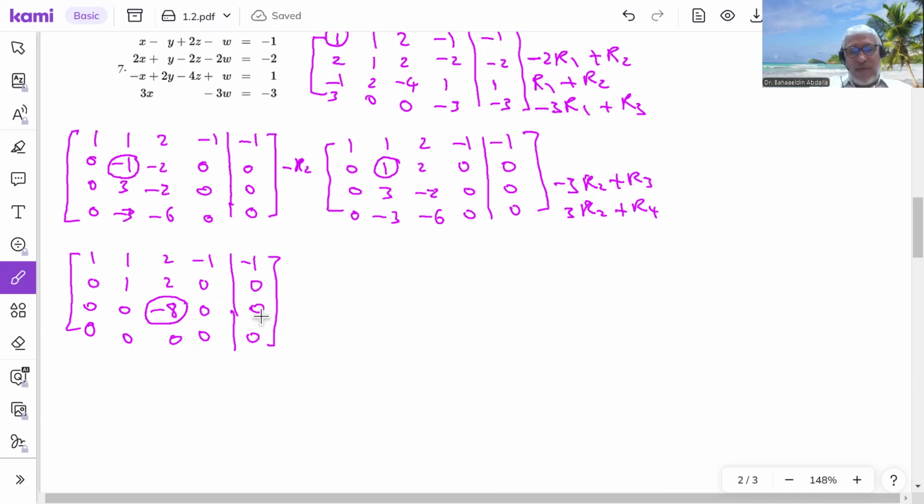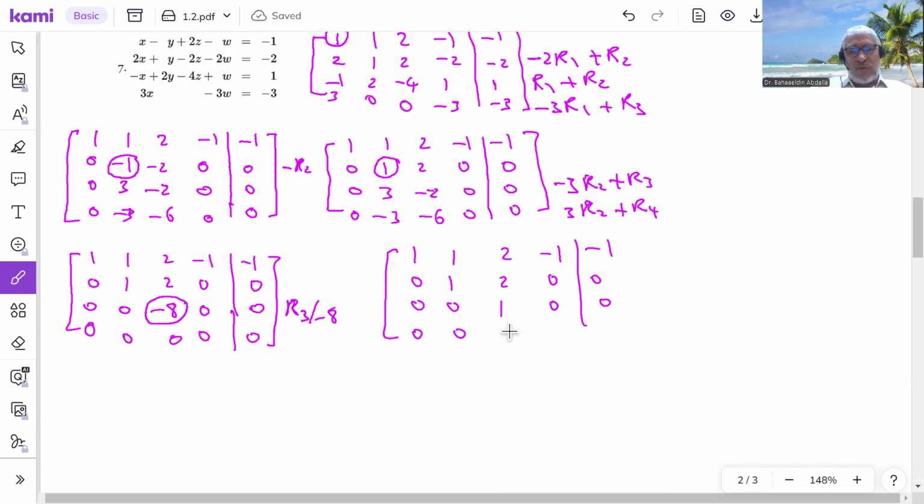Okay, so how to make -8, 1? Just divide row 3 by -8. So I'll have 1, 1, 2, -1, -1. I'm only changing row 3 here. So I'll have 0, 0, 1, 0, 0, and 0, 0, 0, 0, 0. Okay.